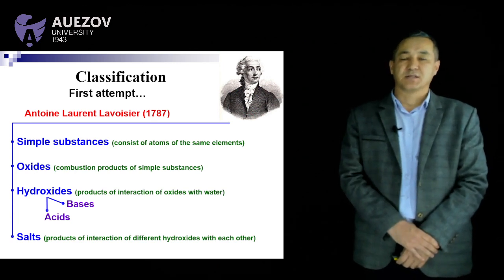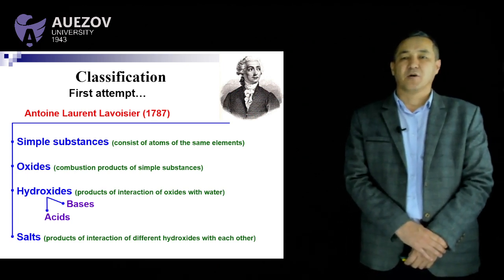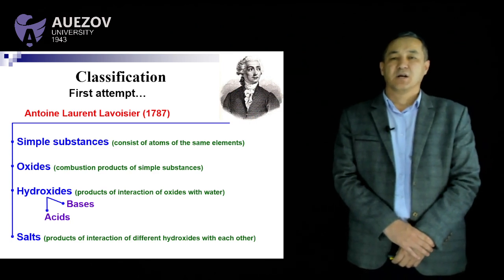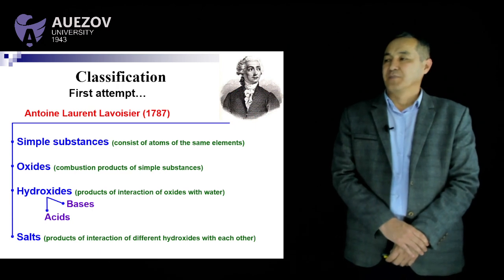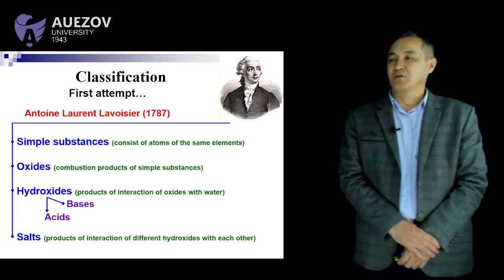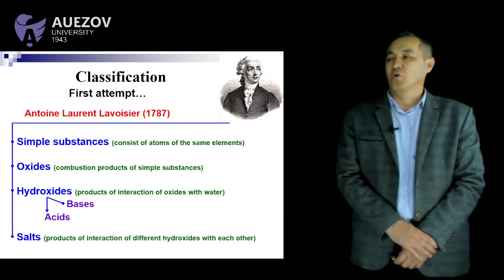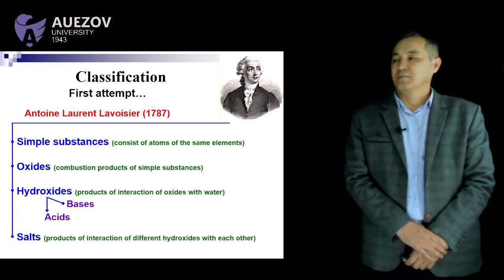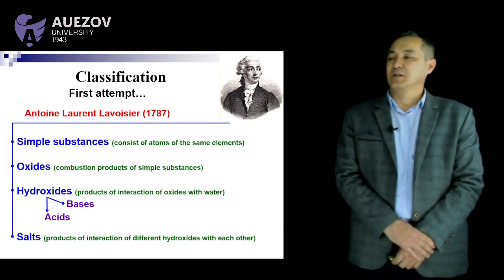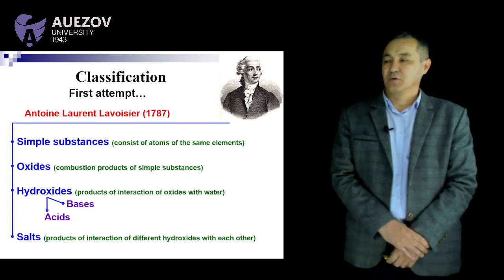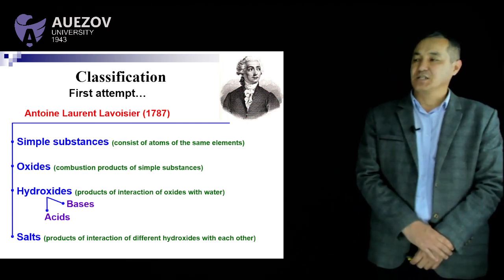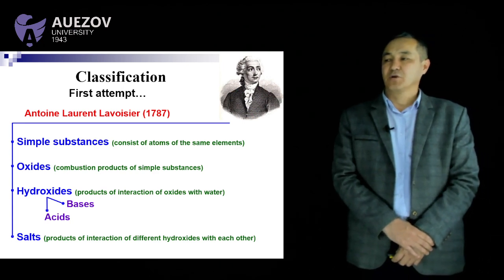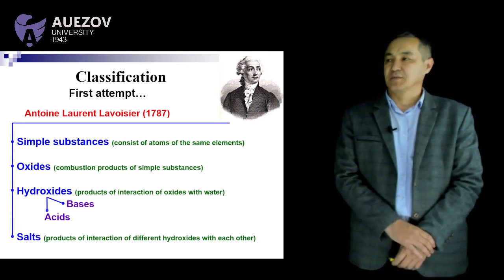Oxides consist of two elements, and one is oxygen. Hydroxides are products of interaction of oxides with water. And the last type of complex substance is salts, products of interaction of different hydroxides with each other.